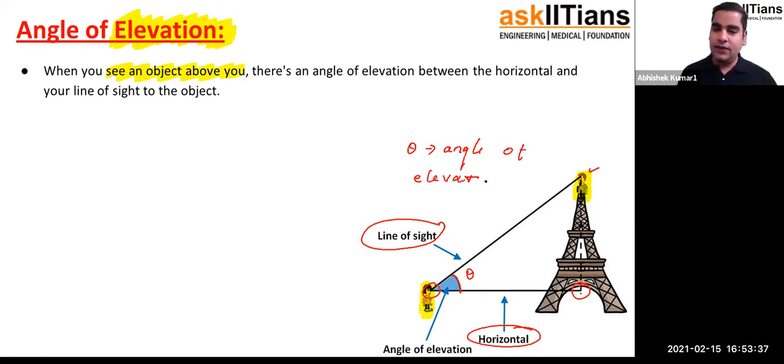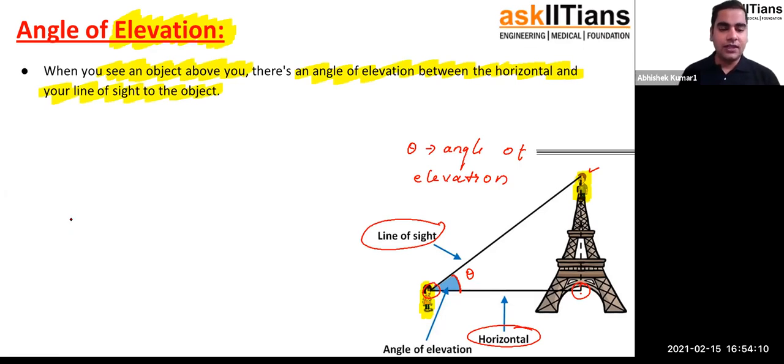If you read the statement given here, it says the exact same thing. When you see an object above you, it is very important that when we are talking about angle of elevation, the object we are observing should be at a position above you. It should not be at a position below you. That is the first thing you need to keep in mind. There is an angle of elevation between the horizontal and your line of sight to the object. That's what we are saying, guys. Let me take one more example to explain this to you.